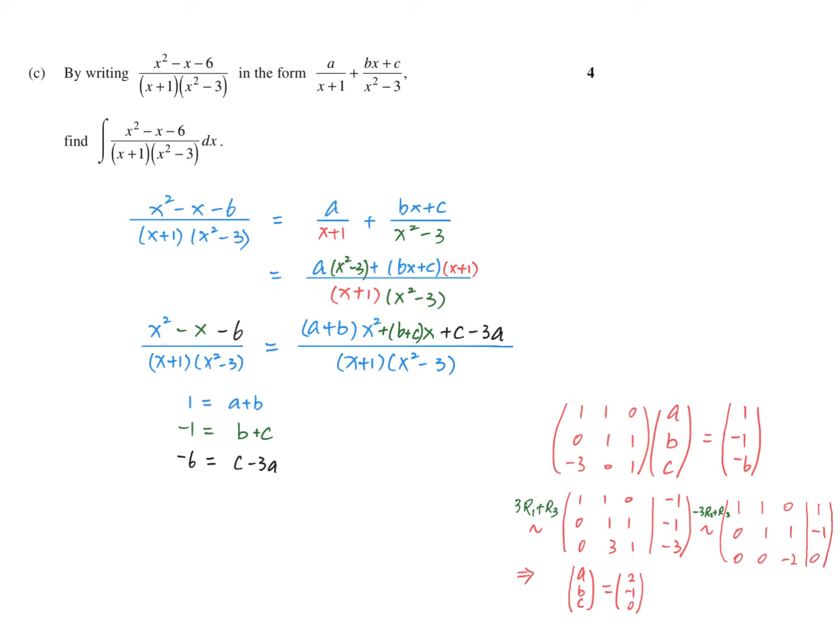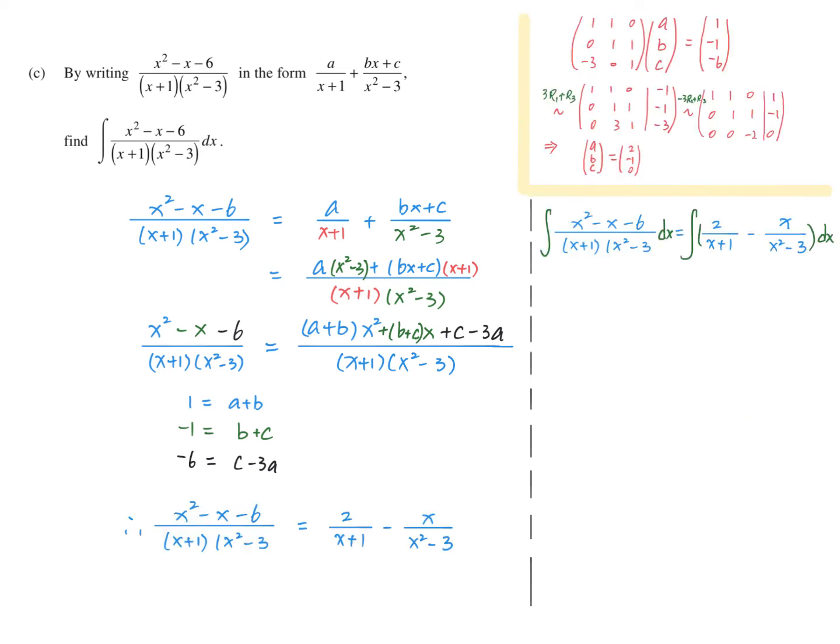We will have 0, 0, minus 2, and 0. So from this row echelon form, we know that minus 2 times C equals 0, which gives you C equals 0. Then B plus C equals minus 1. Since C is 0, it gives you B equals minus 1. And then A plus B equals 1. Since B equals minus 1, it gives you A equals 2.